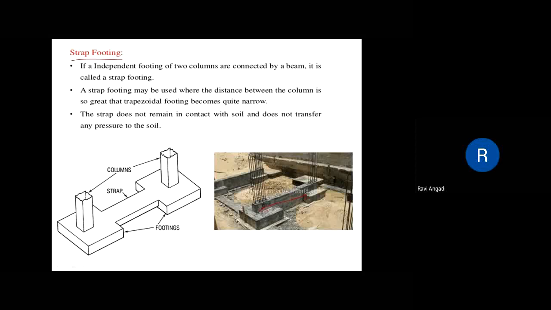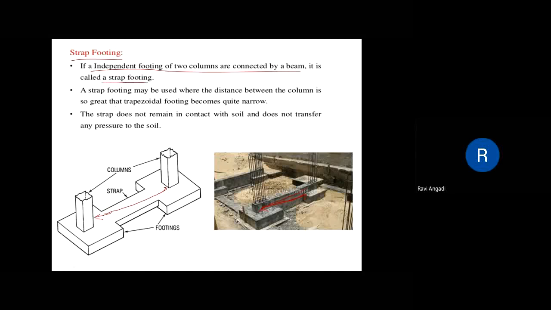So these are two isolated footings, and these are tied together by providing a beam. This is called a strap beam. See the central beam, just to provide the anchorage to the columns. Okay, this is called a strap type of footing. So it is an independent footing of two columns connected by a beam. It is called a strap footing.